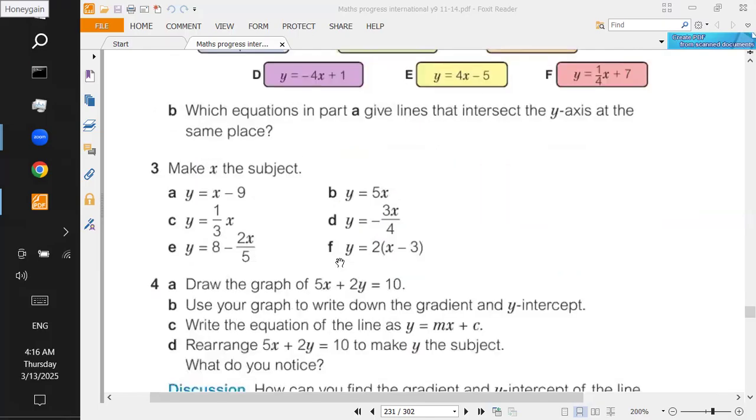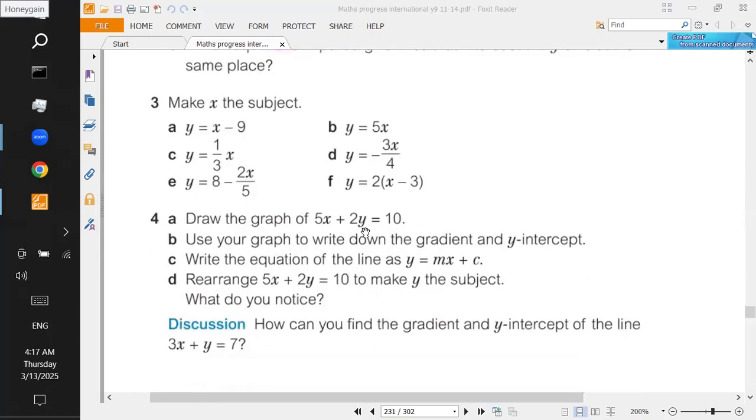Now let's move on to the next question. Here, they need you to make x the subject. You already studied this in the first lessons. So I'm going to answer this by rearranging the equation into y equals mx plus c. For example, here: draw the graph of 5x plus 2y equals 10. Use your graph to write down the gradient and y-intercept. So instead of using the graph, I'm going to show you how to rearrange the equation into this form and then find the y-intercept and the gradient from the equation.